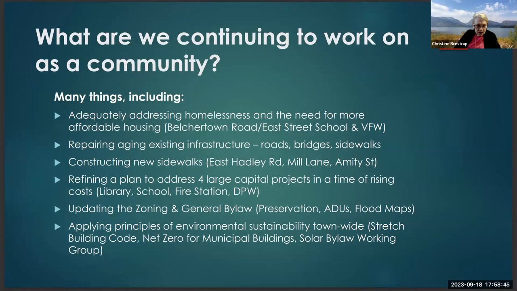We're continuing to work on things that are addressed in the master plan to address homelessness and the need for more affordable housing. I've mentioned these two projects: repair aging infrastructure by repairing roads, bridges, and sidewalks, constructing new sidewalks. We have a new sidewalk on East Hadley Road, on Mill Lane, and recently the DPW completed a sidewalk along Amity Street, which is really quite nice.